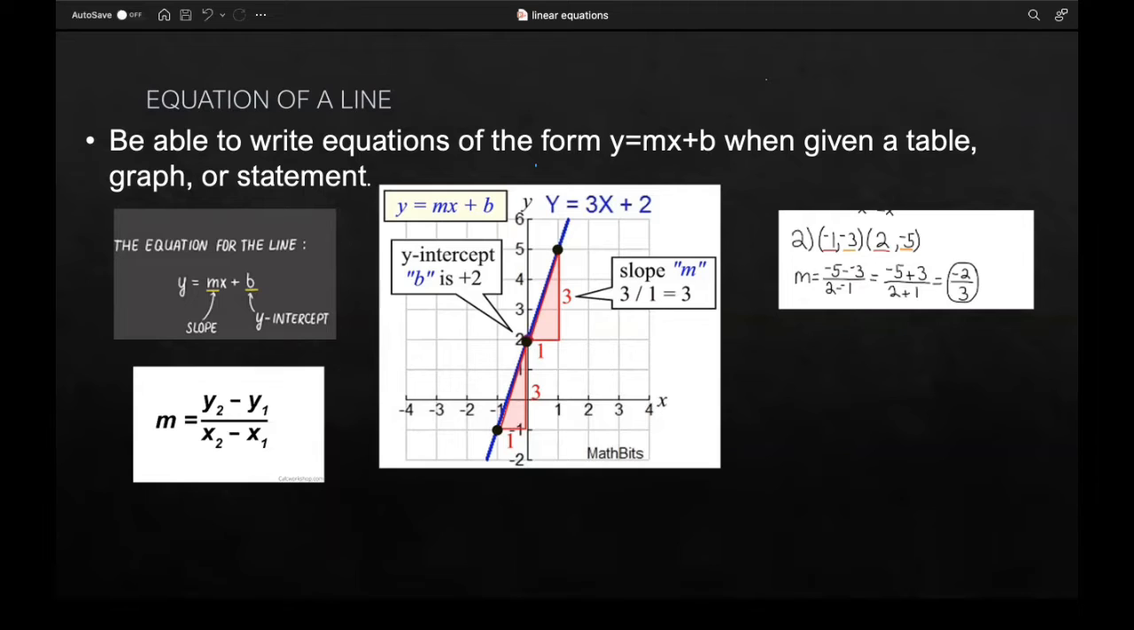So the normal, familiar equation of a straight line that we all know is y equals mx plus b. M represents the slope or the gradient, and b represents the y-intercept, which is basically where the line crosses the y-axis. The slope is a gradient, which is also delta y over delta x, and this is calculated by the following formula. B is the y-intercept.